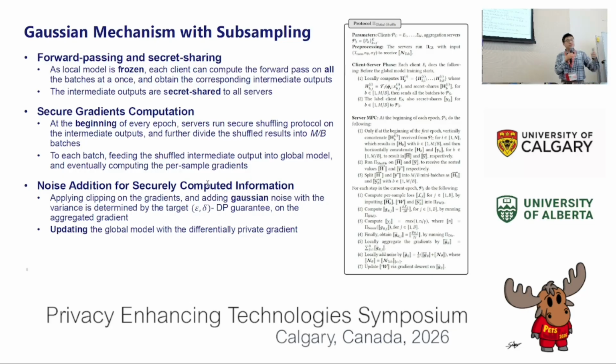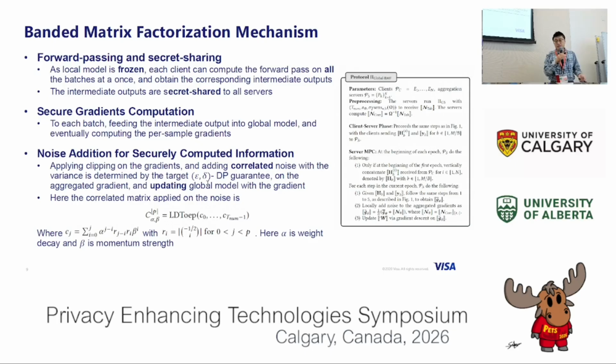And then the third step is that we just do the standard DPSGD, right? We get the gradients, we do the clipping, we add the Gaussian noise, and we update the global model parameters. So that's the idea. For the banded matrix factorization, it's very similar to the Gaussian mechanism, but the only thing is that we need to compute the correlation matrix and get a correlated noise added on the gradients at each step.